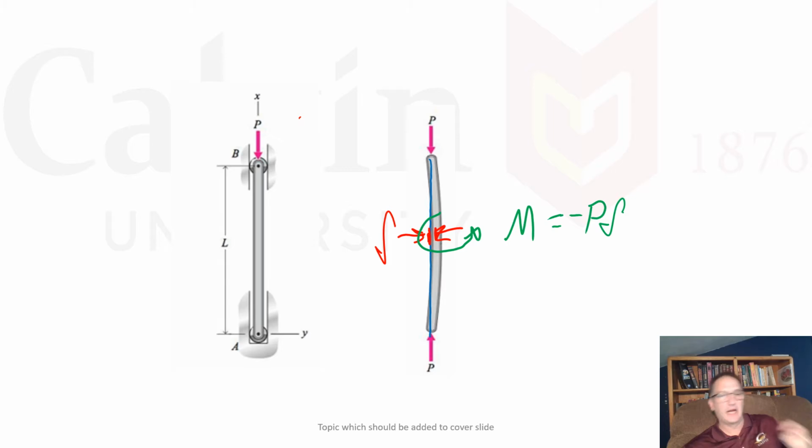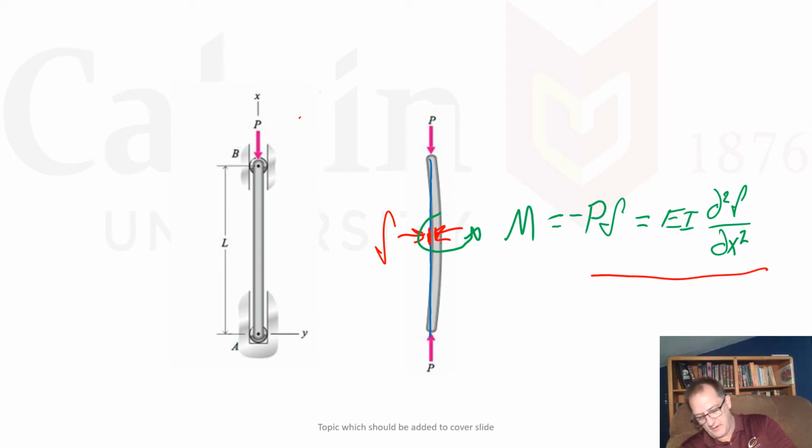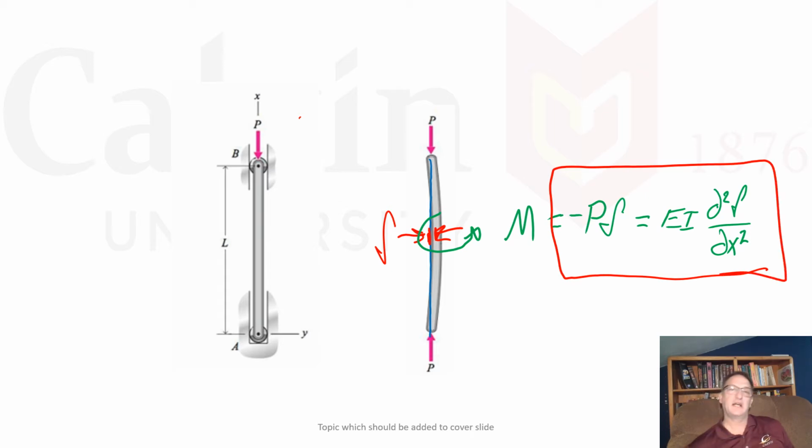Why am I going to call it minus? You're going to see in a second. I can change the sign. I can define those things. But do you remember what we just finished up in chapter 8? That's where we did this part of it. That was equal to EI times the second derivative of delta with respect to x. See that? I know, a lot of calculus, a lot of classic differential equation.